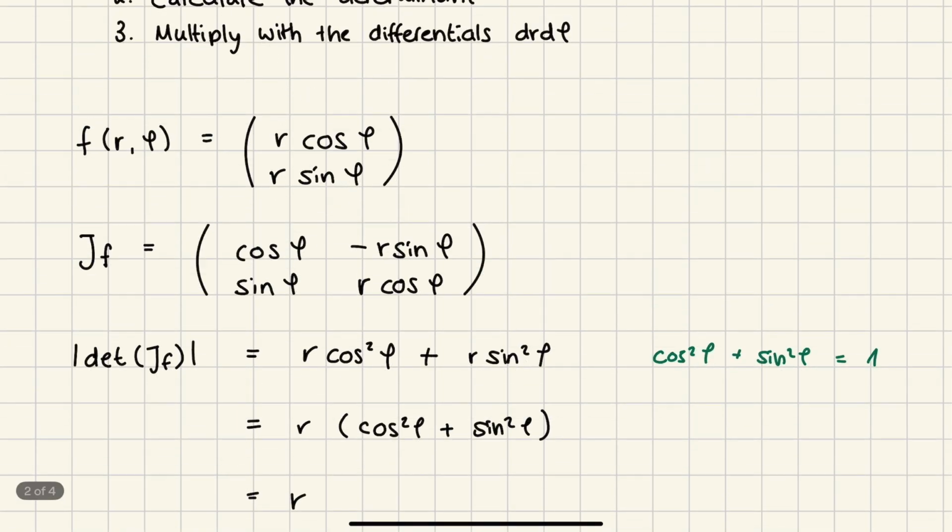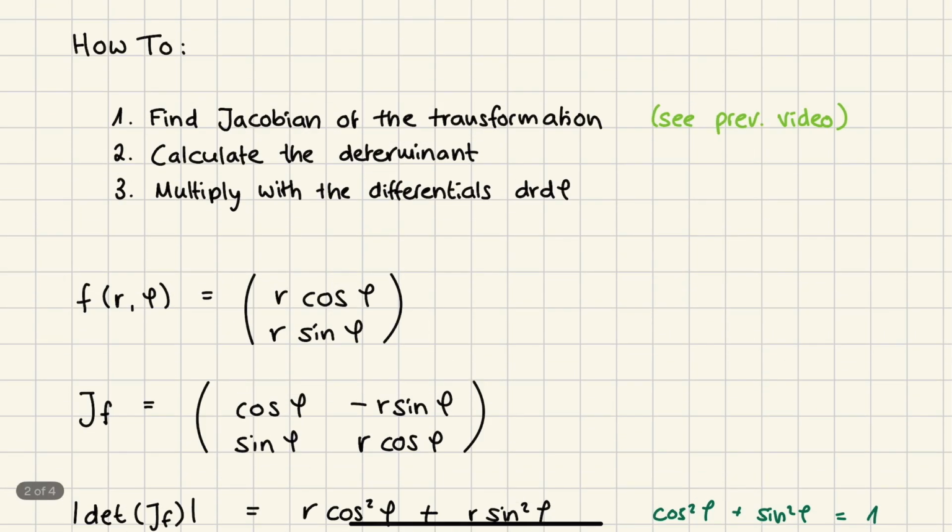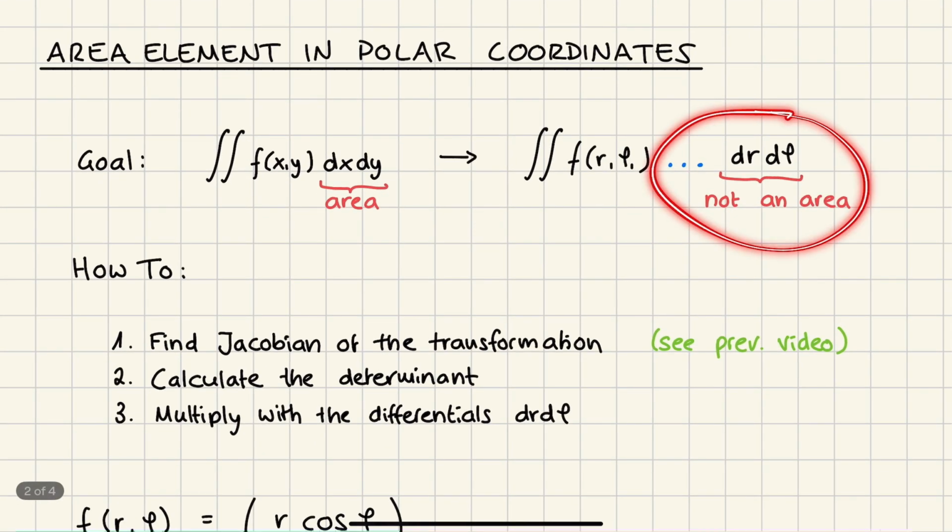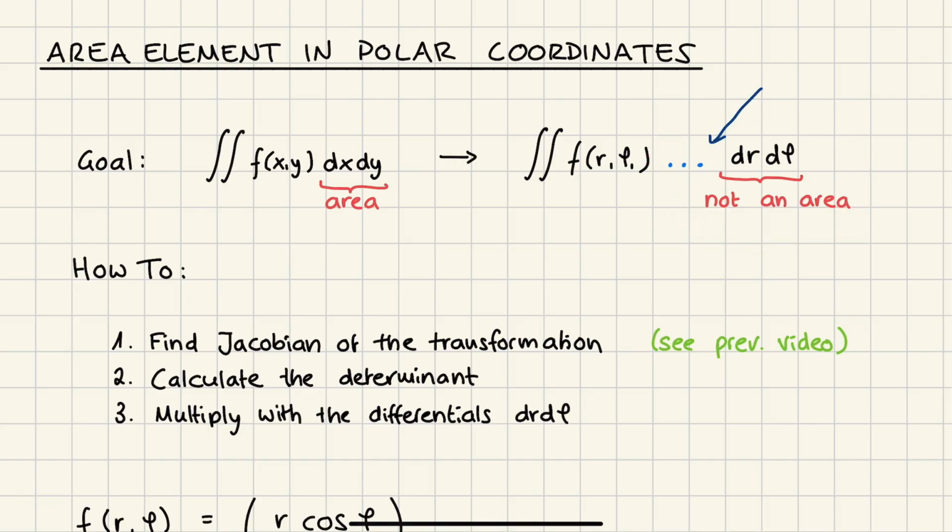This r is the determinant of the Jacobian matrix for this transformation, and thus the factor we need to multiply to our differentials in order to give us an area. The r we just found is going to go right here, so the area element for polar coordinates is r dr dphi.